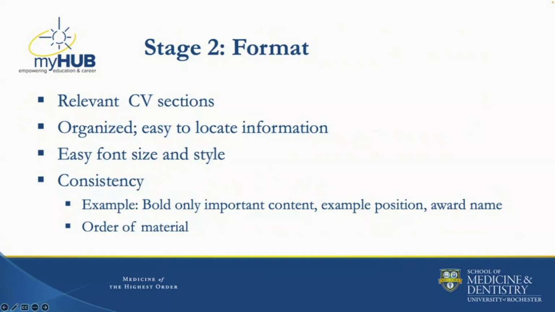Stage 2 is format. What relevant CV sections are you going to need within your CV? Make sure that it's organized, easy to locate, that information that you're trying to convey to those reading your document. Also, make sure it has an easy font size and style, and that it's consistent throughout. So only bold important content, for example, positions or award names. And make sure you always order the material based on what you believe is the most important that they're trying to convey within the job posting or the opportunity.